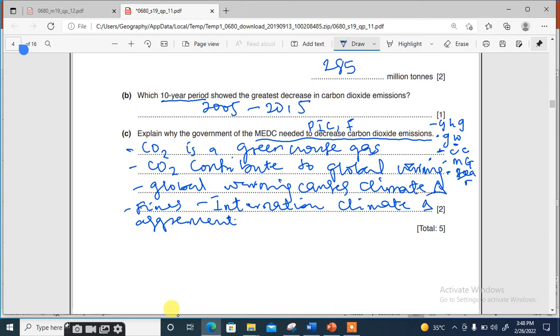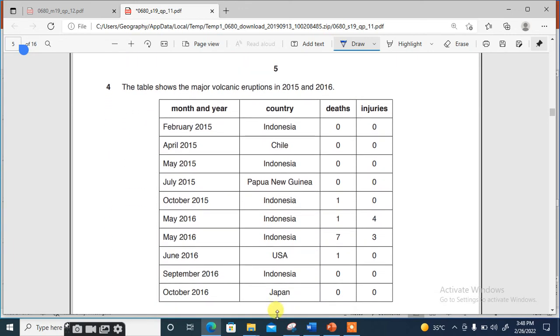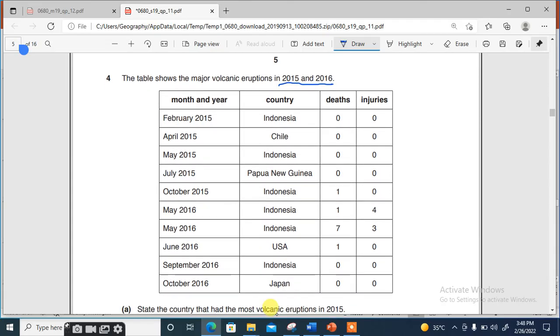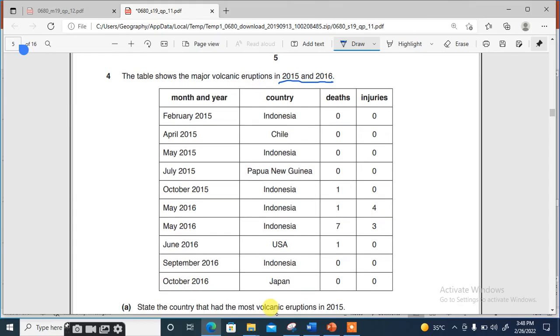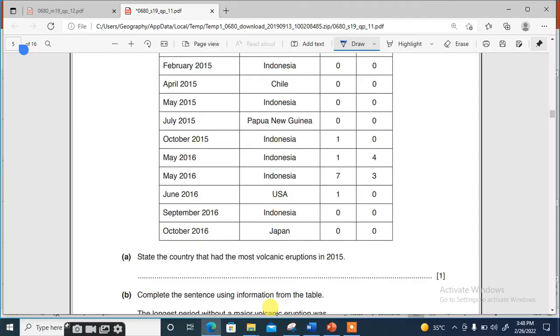Next, question number 4. We still have a table to analyze. Now, they said the table shows the major volcanic eruptions in 2015 and 2016. So we have month of the year, country, deaths, and injuries between 2015 and 2016. Now, state the country that had the most volcanic eruptions in 2015. So you come down, you look at 2015, and which country had the most volcanic eruptions.